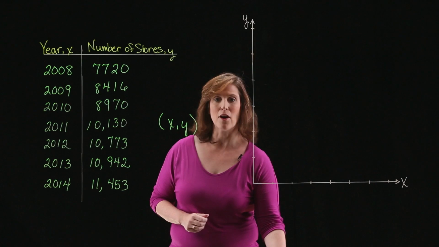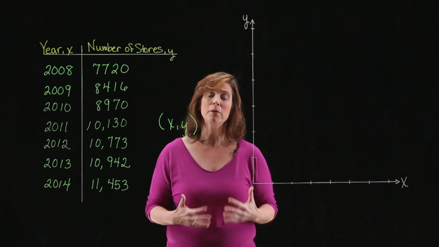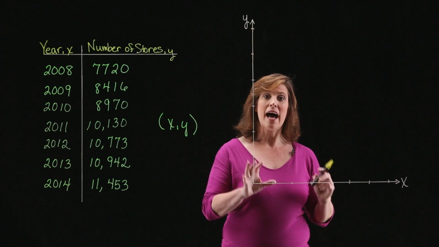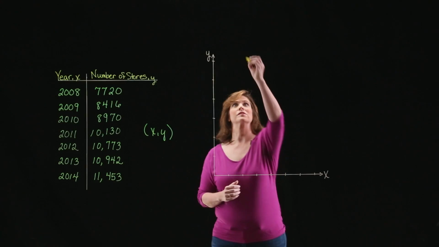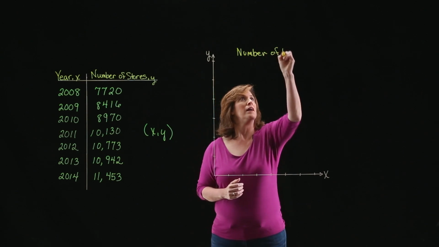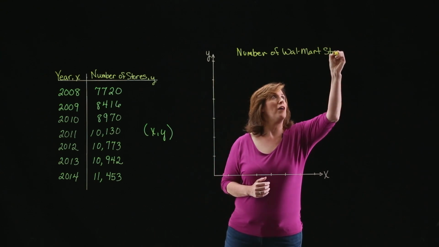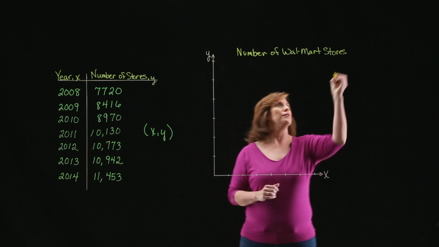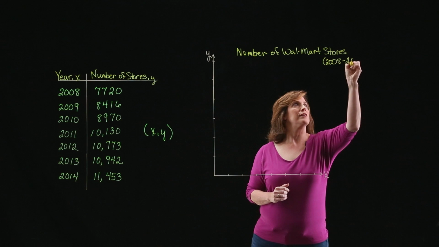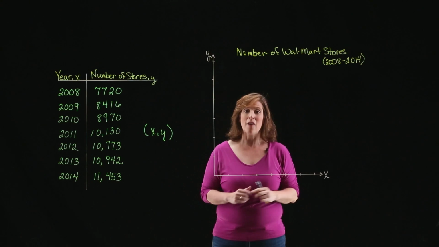Now, before we go ahead and make our chart, we need to talk about making a scatter plot. Every scatter plot should have a couple of different things. First of all, it should have a title. So we'll begin by making the title of this graph the number of Walmart stores. And it probably also would be helpful to put the year. So this would be from 2008 to 2014.